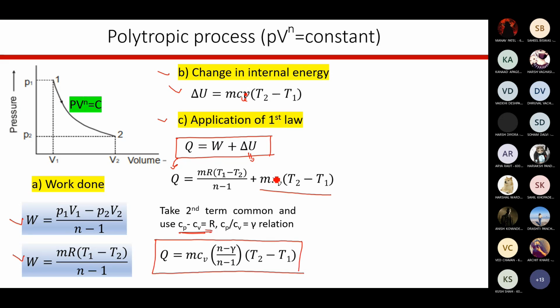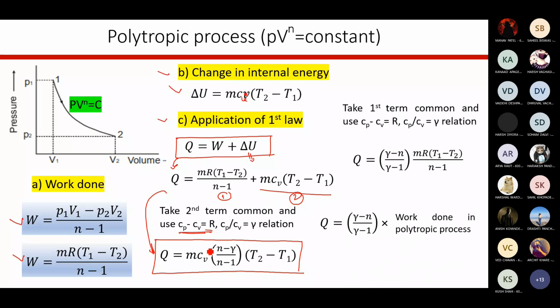What you have to do, you have to take this term common from these two. This is the first term and this is the second. Take this term common and then use these two substitutions: Cp minus Cv is equal to R and Cp by Cv is equal to gamma. And the same expression can be converted into this form. So you will get Q is equal to m Cv (n minus gamma) divided by (n minus 1) into bracket (T2 minus T1). So this is the expression for the heat transfer Q in case of polytropic process when temperatures T1 and T2 are known. So you should use this equation to find out the heat transfer. That's the idea behind deriving this equation.